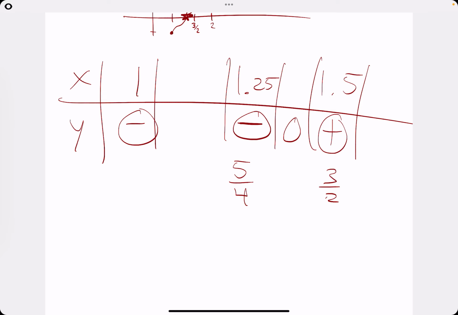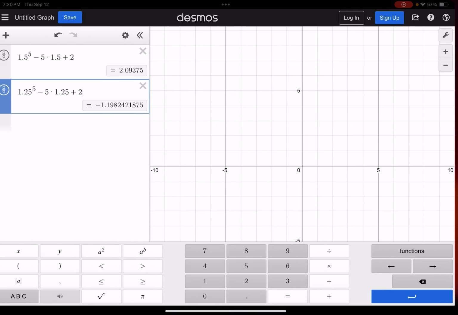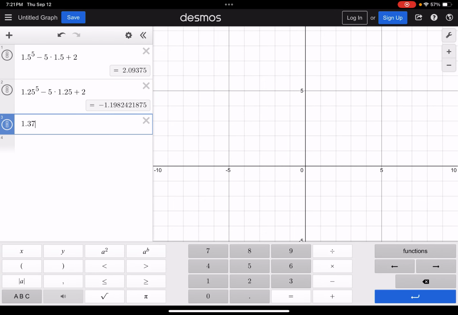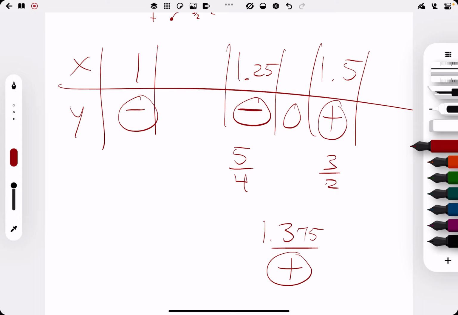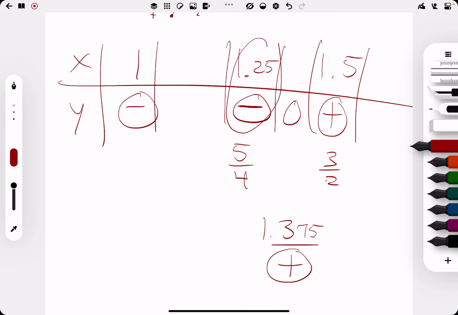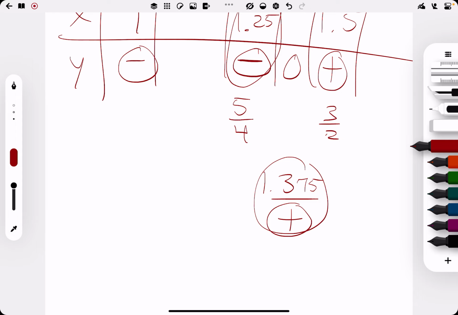So then halfway between those would be what? What's halfway between 1.25 and 1.5? That'd be 1.375. So let's plug that in. 1.375 to the 5th minus 5 times 1.375 plus 2. And we get a positive. It's very small, but it's a positive number. So what does this mean? It was negative at 1.25. It was positive at 1.375, which means the root is somewhere between those.